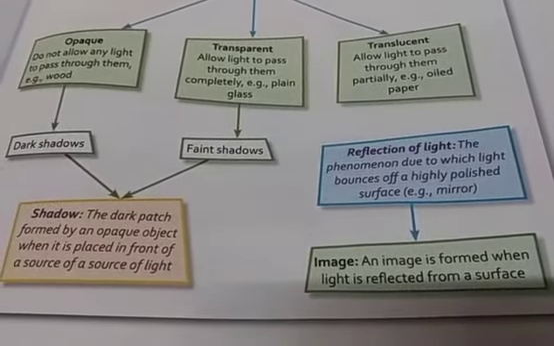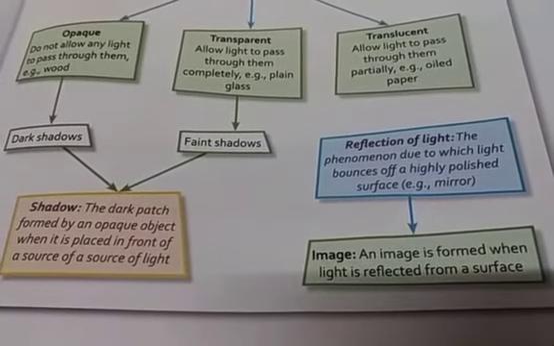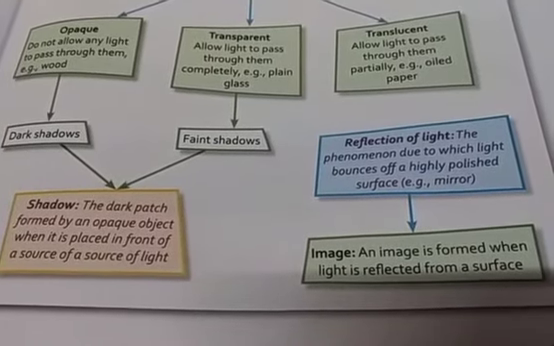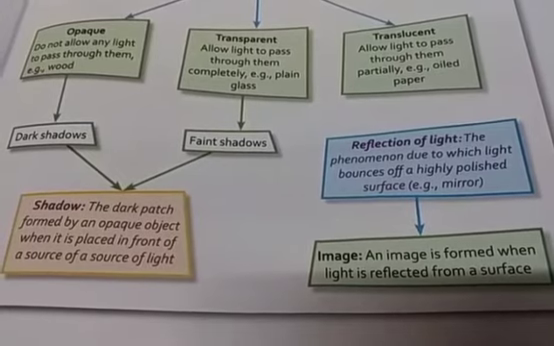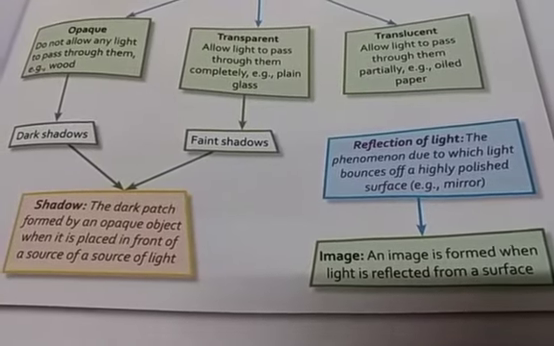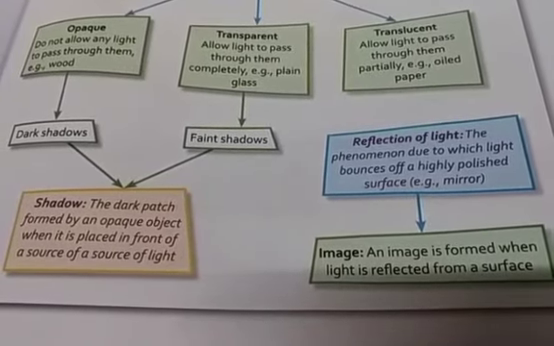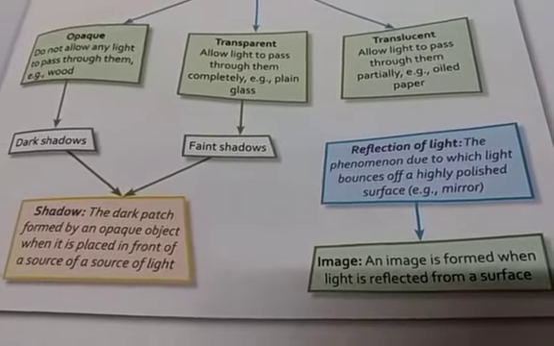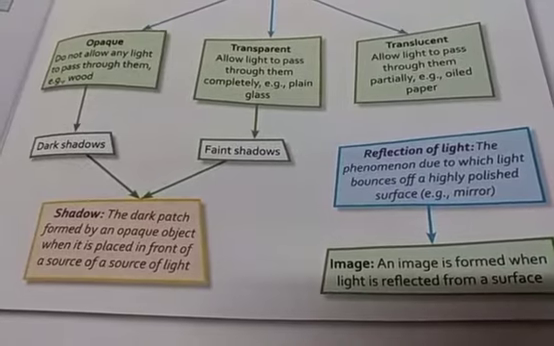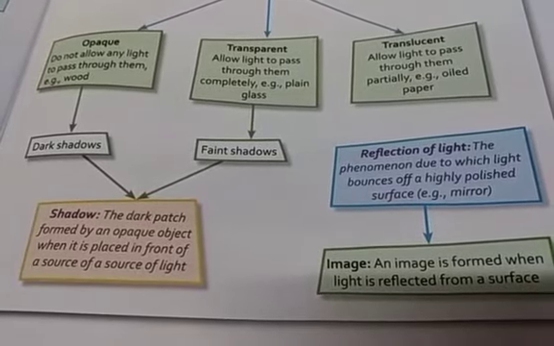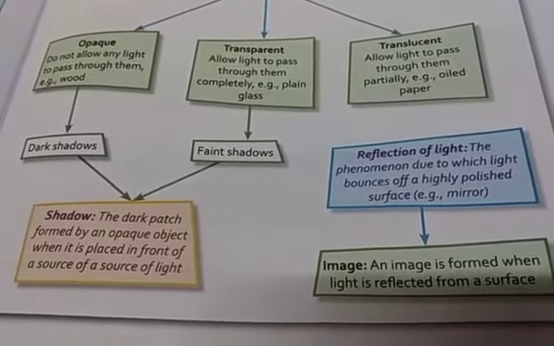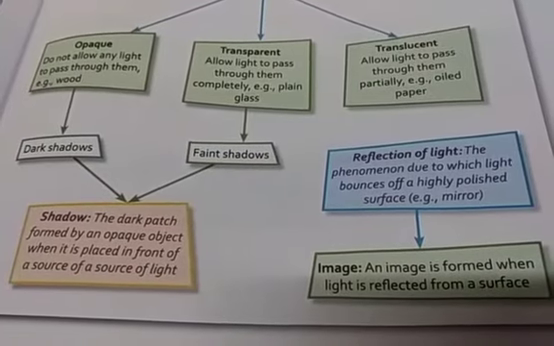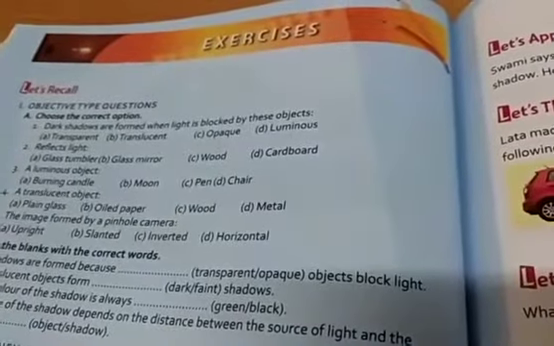Then the last part we learnt was reflection of light, the phenomenon due to which light bounces off a highly polished surface. Example, mirror. An image is formed when light is reflected from a surface. So when the light reflects, a shadow is not formed, an image is formed. Example is the mirror or the water. This completes the chapter here.